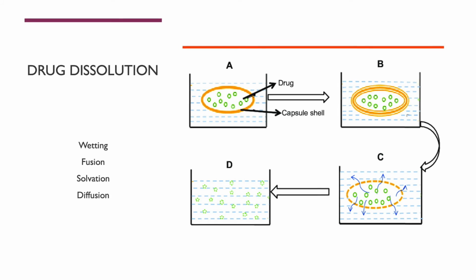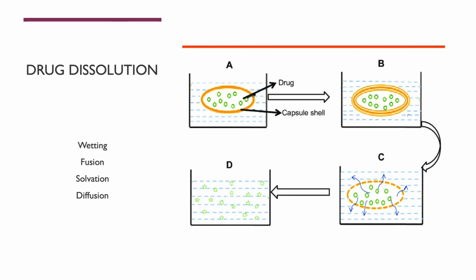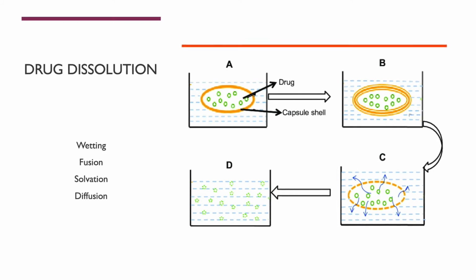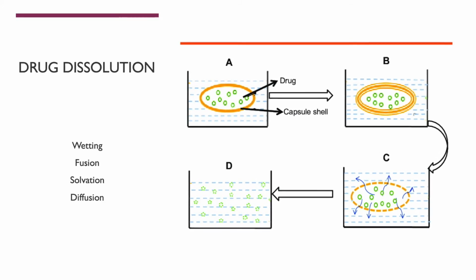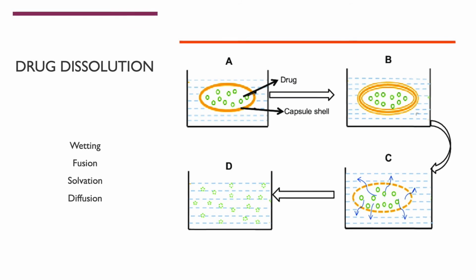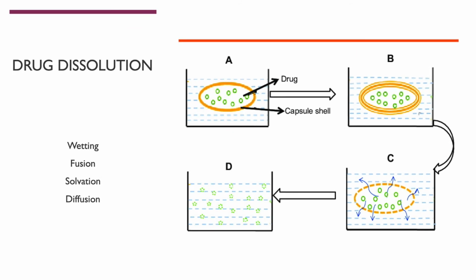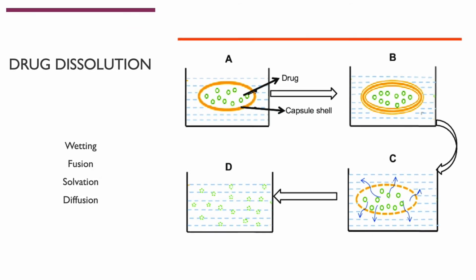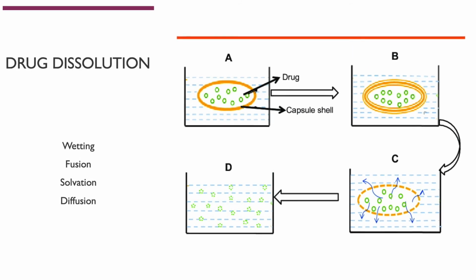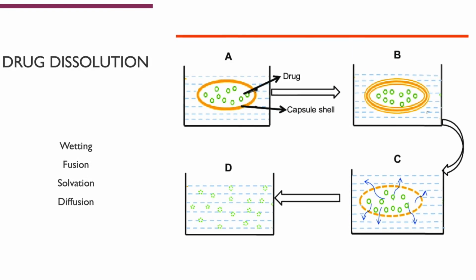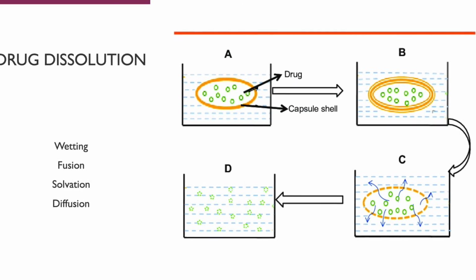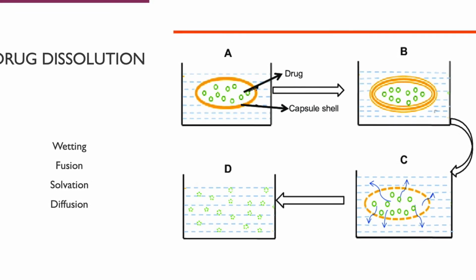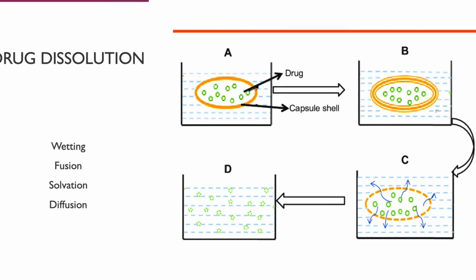The first step consists of the contact of the solvent with a solid surface, wetting, which leads to the production of a solid-liquid interface starting from solid to vapor. The breakdown of the molecular bonds of the solid, called fusion, and passage of molecules to the solid-liquid interface, called solvation, are the second and third steps respectively. The final step implies the transfer of the solvated molecules from the interfacial region into the bulk solution, which is the diffusion.